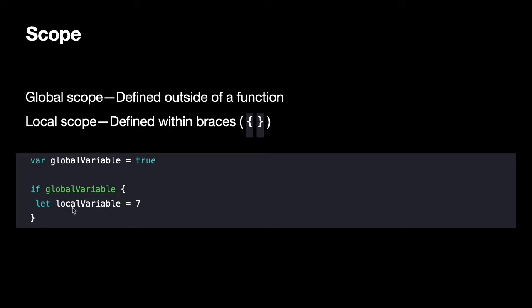A constant or variable which is defined within a set of braces has local scope. That variable can only be accessed from within that set of braces and after it is defined. So for example, here we define a new constant local variable. It is of type integer, and it is only accessible from this line where it is defined till the end of the braces in which it's defined. So after this brace, you can no longer access local variable.